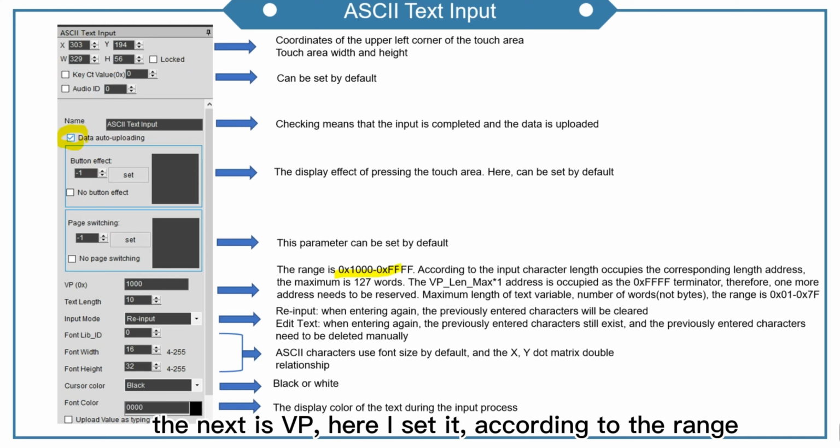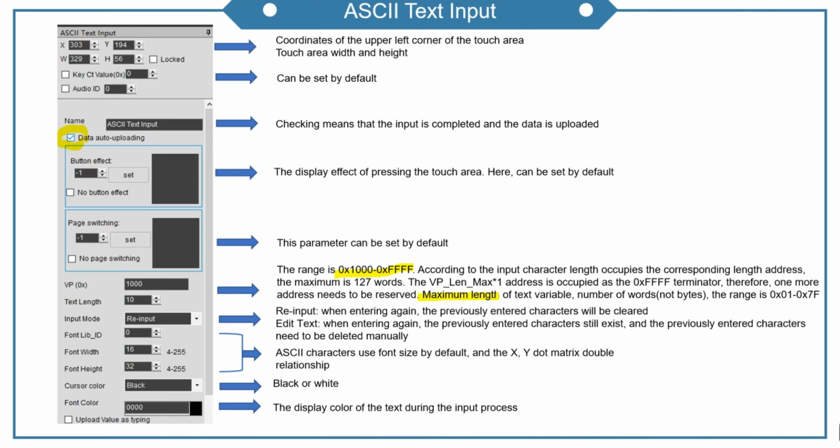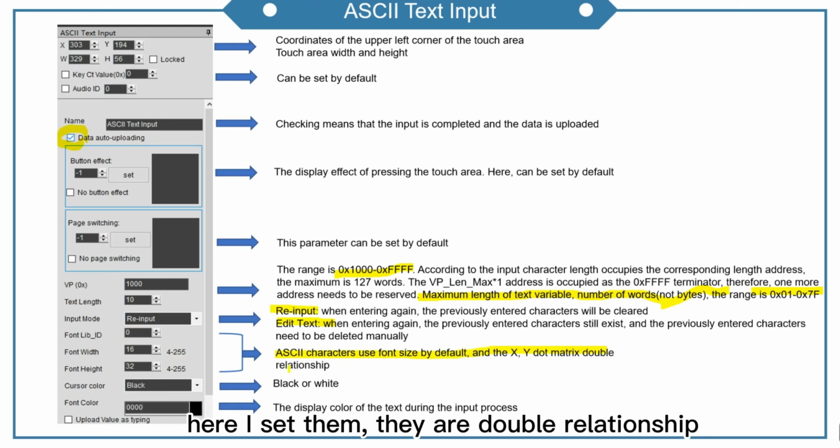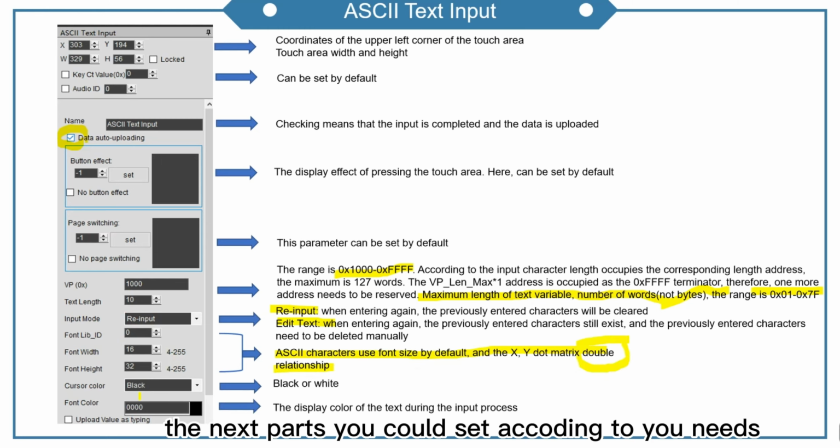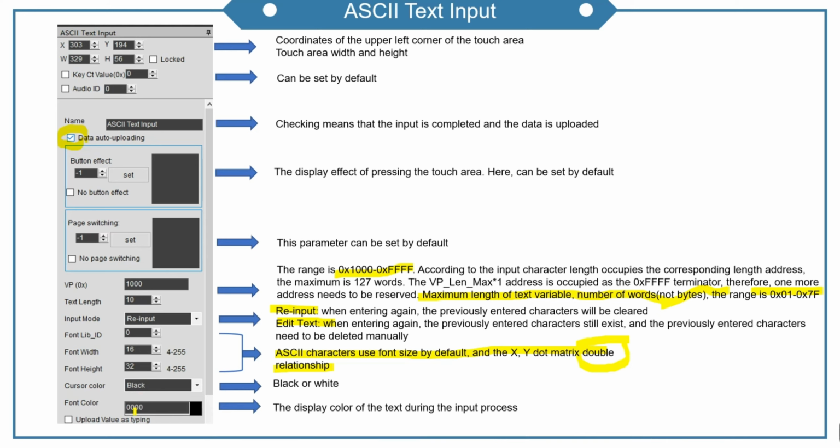The next is VP. Here I set it according to the range. Text length I set 10. There are two input modes: re-input and edit input. This part set by default. Here I set them. They are double relationship. The next parts you could set according to your needs.